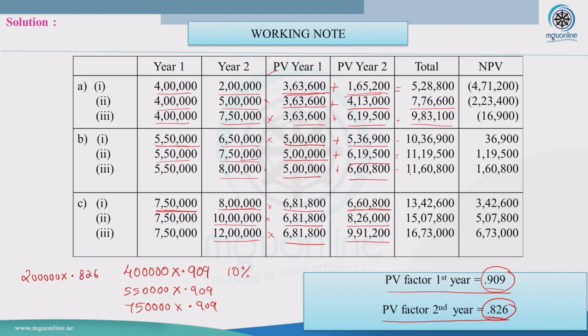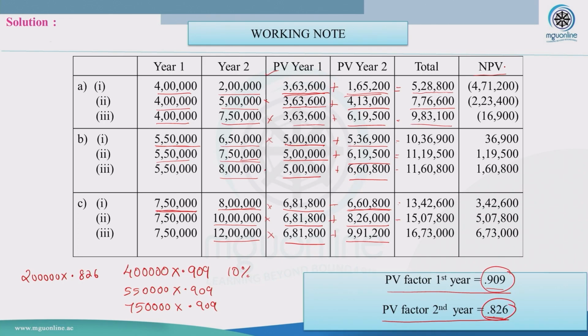Next, 5 lakh plus 6,60,800 equals 11,60,800. And 6,81,800 plus 6,60,800 equals 13,42,600. And 6,81,800 plus 8,26,000 equals 15,07,800. 6,81,800 plus 9,91,200, it will be 16,73,000. Next, we can calculate net present value.